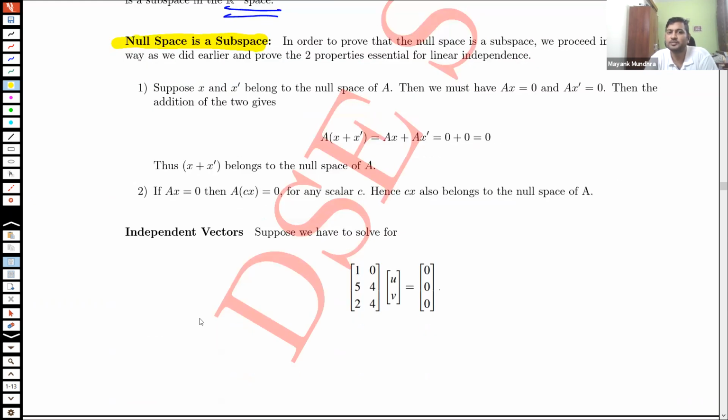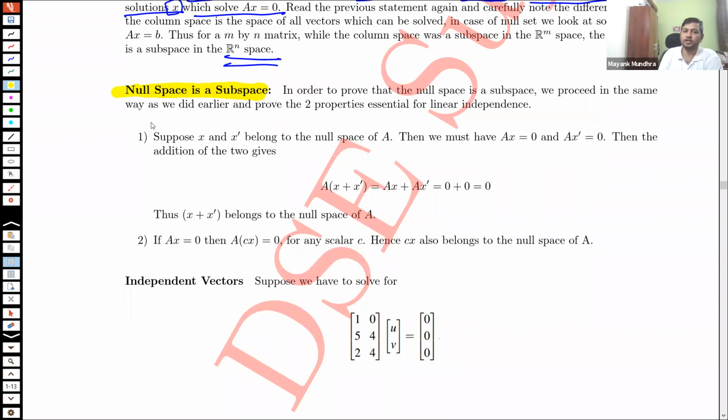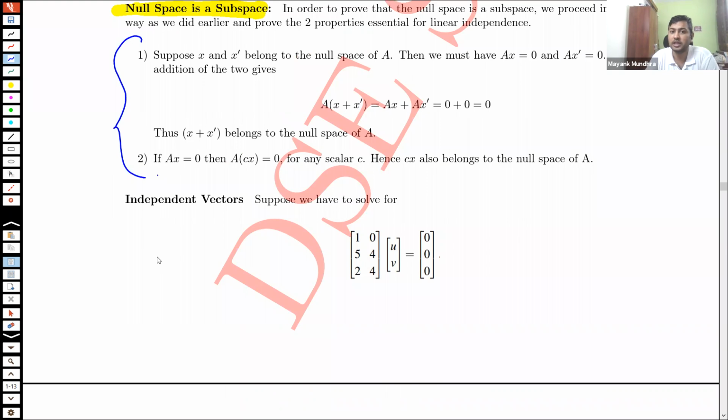Anyway, so the null space is a subspace. That proof is done. Here, the proof is done in two parts. My recommendation to you is that I've done it one way in the classes, and the other way is done in the notes. So you go through the notes for both these proofs, for the null space as well as the subspace. That will give you an idea of the second type of proving.